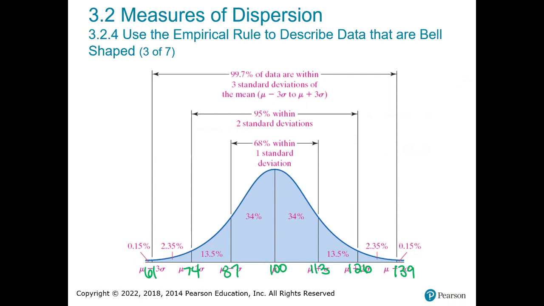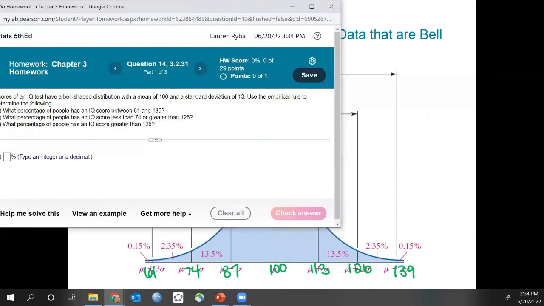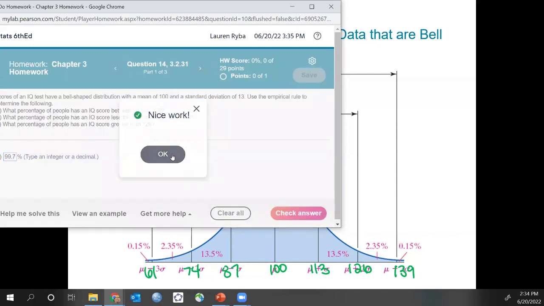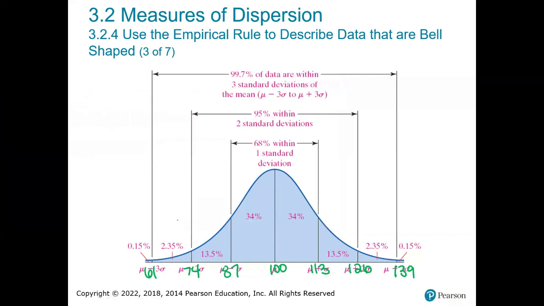All right, so I'm going to pull that homework question back up here. What percent is going to be between 61 and 139? If I look here, 61 is 3 standard deviations back, 139 is 3 standard deviations up. So that's the full 3 standard deviations, 99.7%. Okay, next one. What percent of people have an IQ score less than 74 or greater than 126? This is 2.5% here combined and 2.5% here combined. So if I combine those two together, that would be 5%.